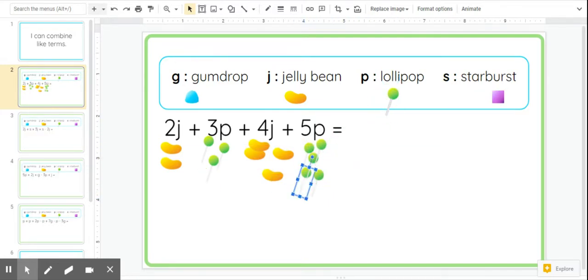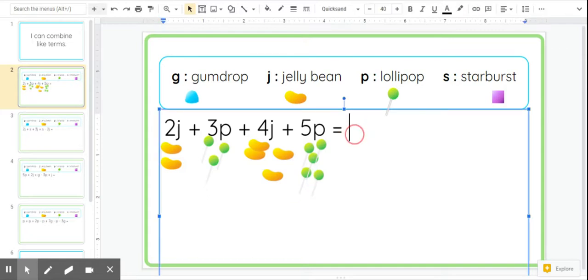All together, we have 1, 2, 3, 4, 5, 6 jelly beans. And 1, 2, 3, 4, 5, 6, 7, 8 lollipops. We can't combine those together because there's really no such thing as a jelly bean lollipop. So this is our final answer. Let's try another one.